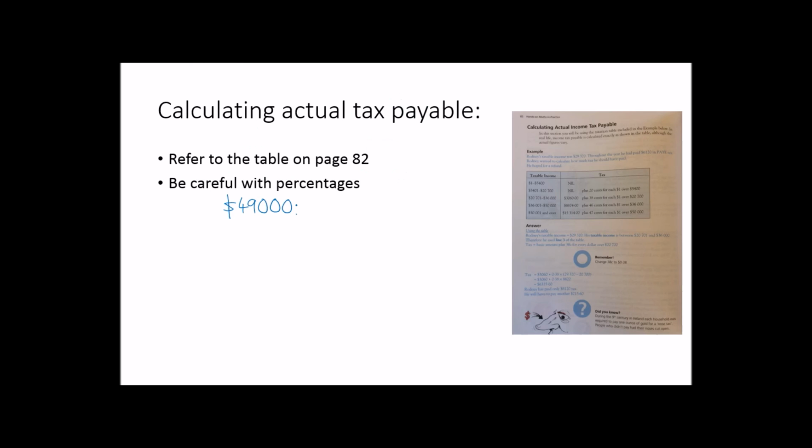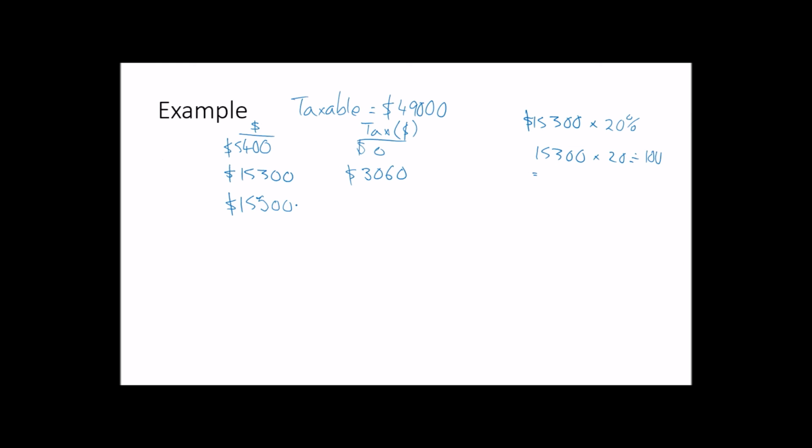So $15,300 in the next tax bracket, and in this tax bracket he is paying 38 cents in the dollar. So what we need to do is a calculation like the one we've done over here. Whoops, I forgot to write down the number over here. But instead of doing 20%, we're doing 38%. So again, we've got 15,300 times 38 divided by 100, and we get a tax amount in this case of 5,814.